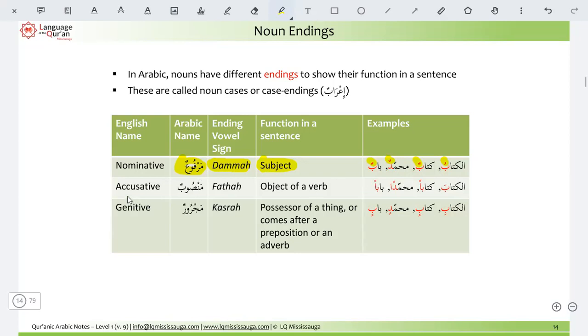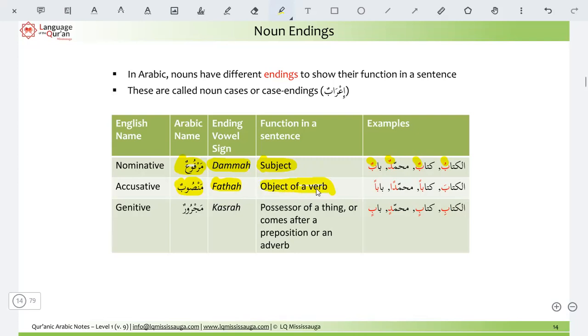And the second is the accusative case. In Arabic, we call it mansub. The ending vowel sign is fatha. The last particle of the noun will have fatha. And it is the object of a verb, the target of the action.